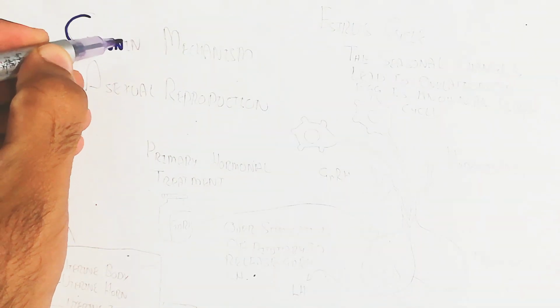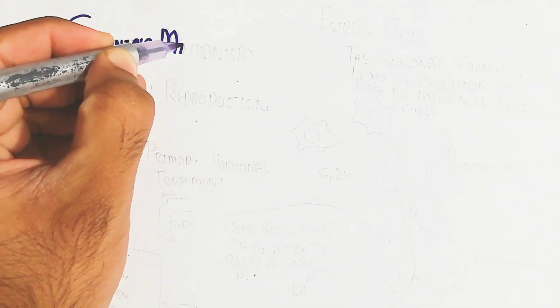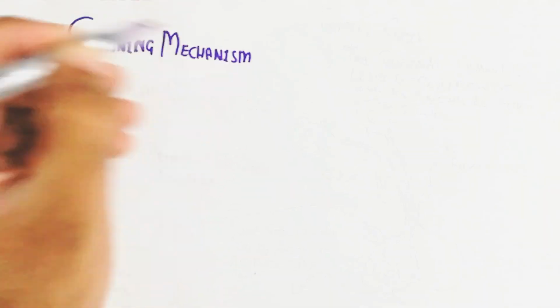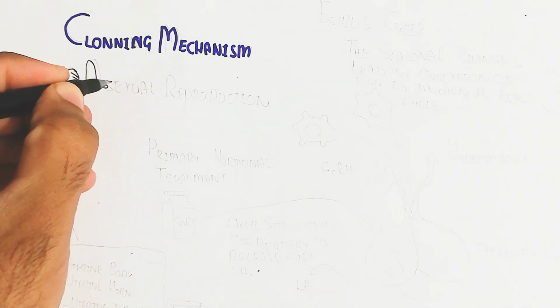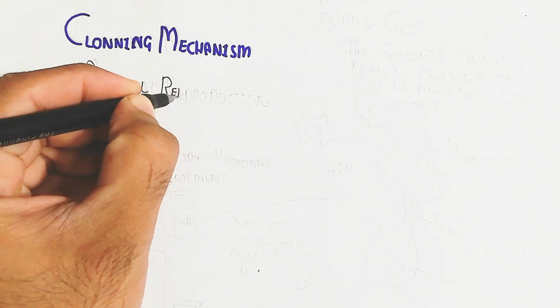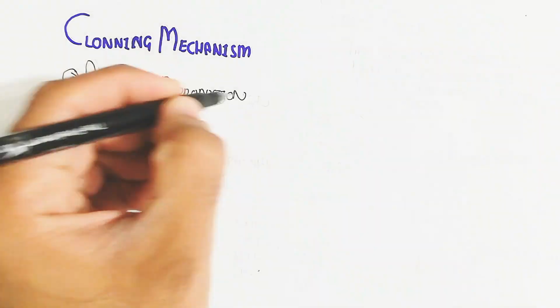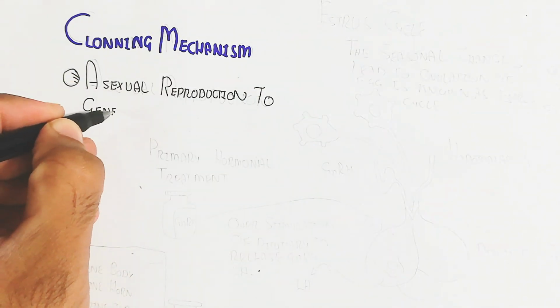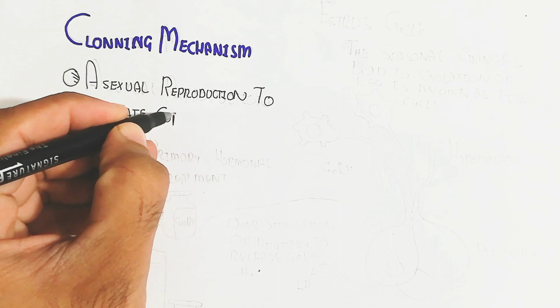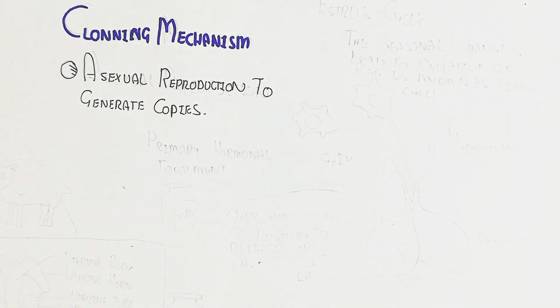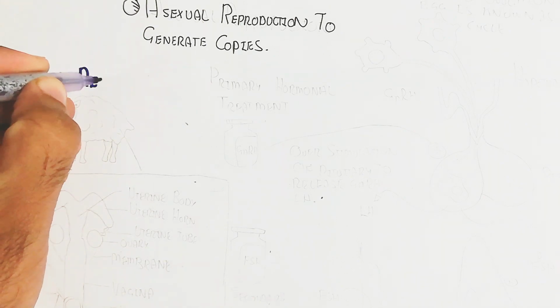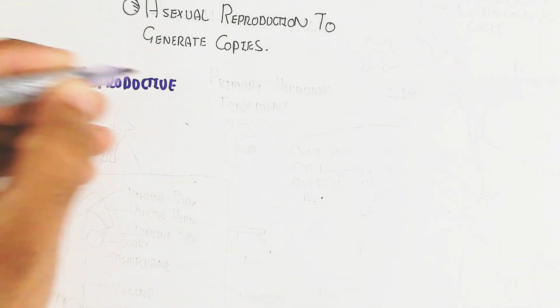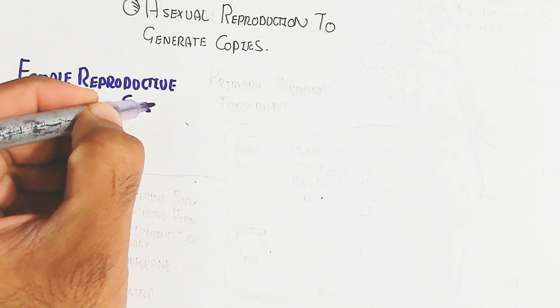Hello, in this video we will learn about the cloning mechanism in animals. We will not cover humans, but the same mechanism applies, and we will understand it through the formation of Dolly the sheep by cloning. It is asexual reproduction to generate copies of an individual that are the same as the one we require.